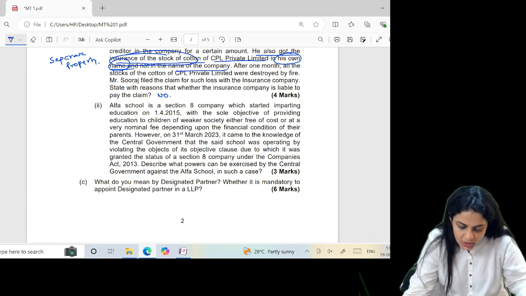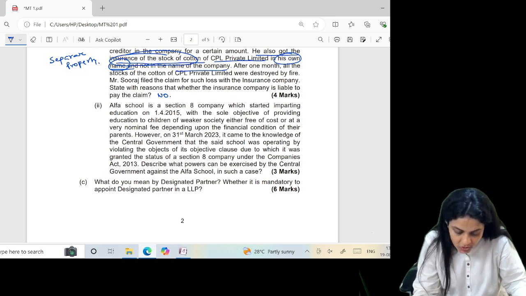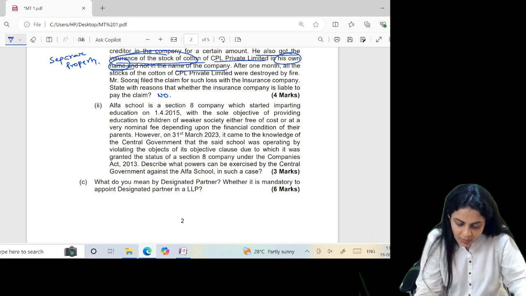Alpha School is a Section 8 company which started imparting education on 1/4/2015 with the sole objective.